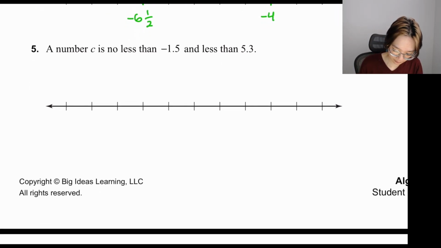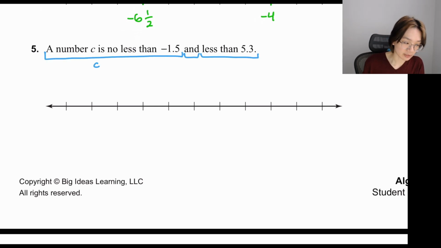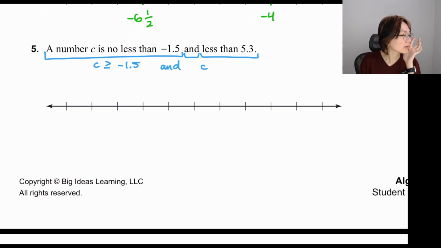Now this last one. A number C is no less than 1.5 and less than 5.3. So C, it's no less than 1.5. If it's no less, it has to be bigger than. So it can be equal to negative 1.5. It just can't be smaller than. So it's greater than negative 1.5, and C is less than 5.3.